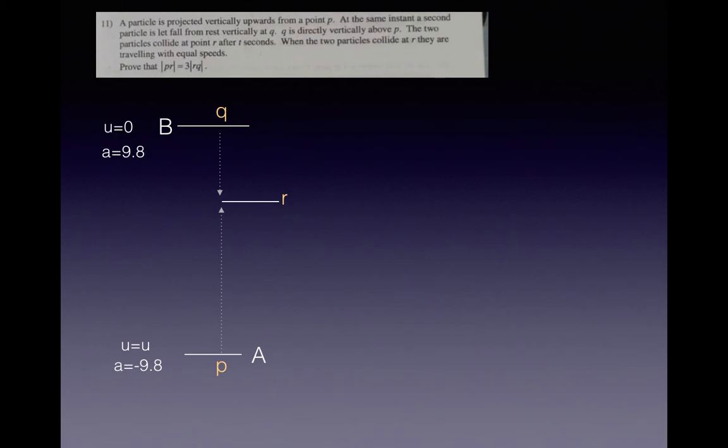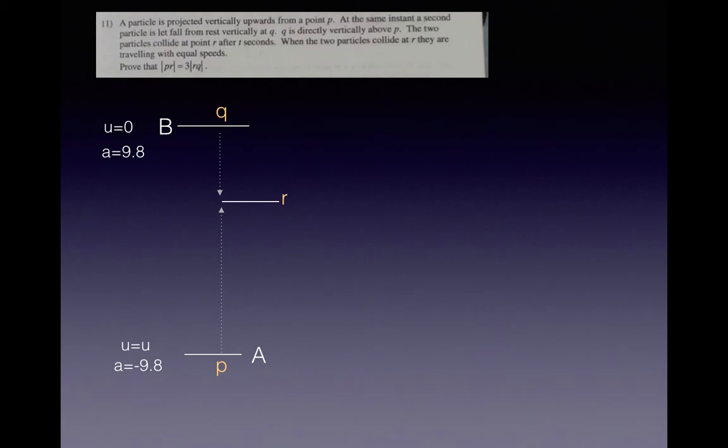So look at my diagram. Particle at P is projected up, so it's got an initial velocity, and its acceleration is minus 9.8. Particle at Q is dropped down. It's got an initial velocity of 0 and an acceleration of plus 9.8. And then they meet somewhere at R, which is labelled there, that's the meeting point. And we're looking to show that the length of PR, so that's the length from the bottom one to the meeting point, is 3 times the length from the meeting point to the point Q.